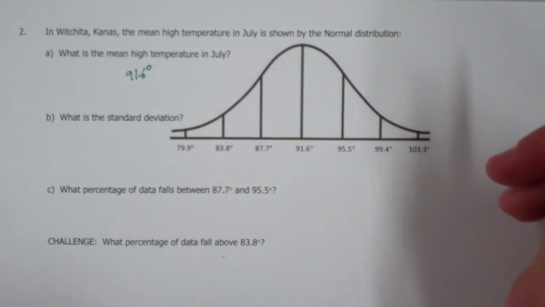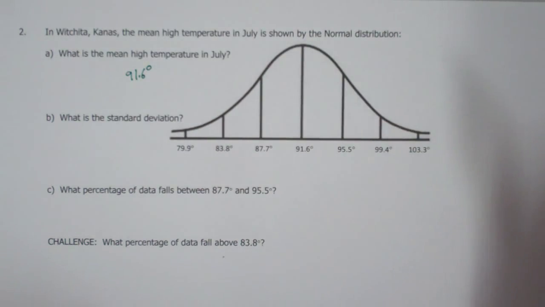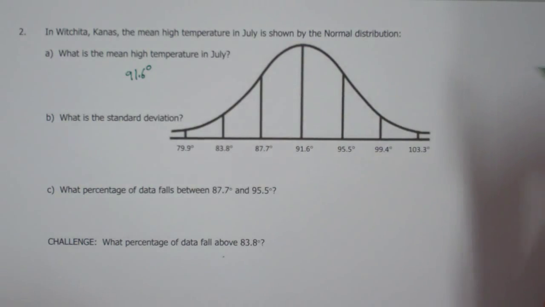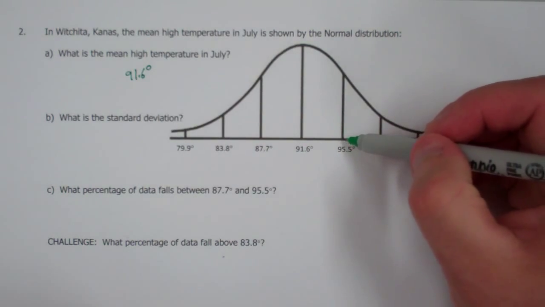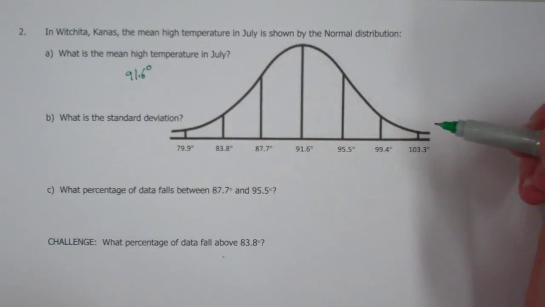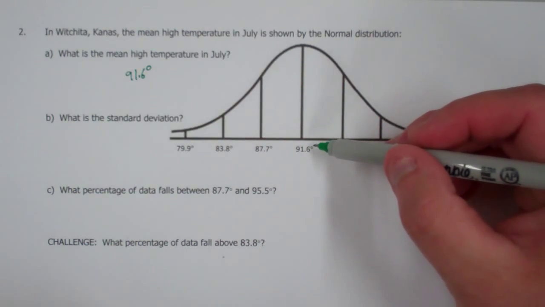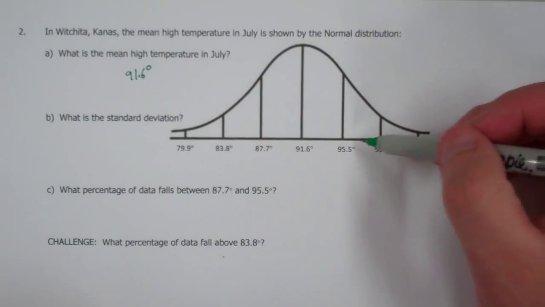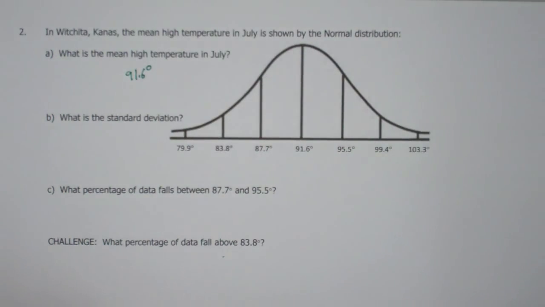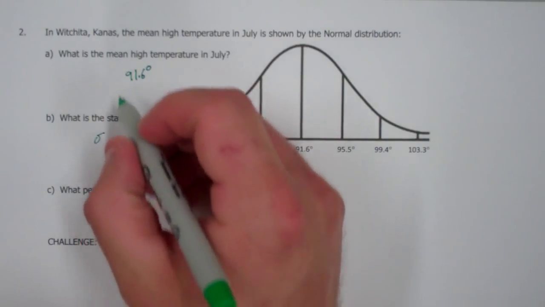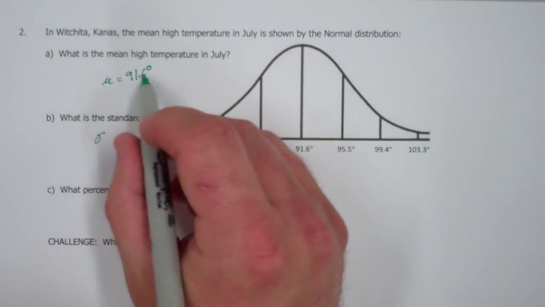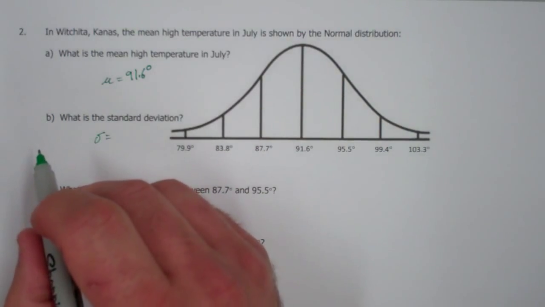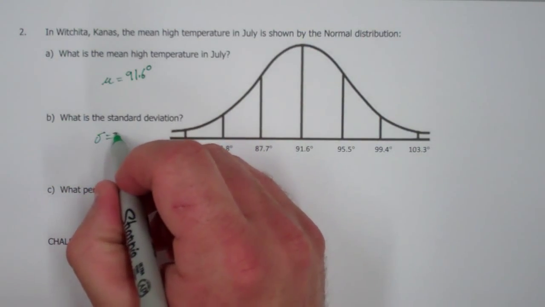Whew, kind of roasty. What is the standard deviation? Well, we can just look at the mean and then one standard deviation above or below. And we'll just figure out the difference between these two values. So I think it's going to be about 3.9 degrees to go from 91.6 to 95.5. So our standard deviation, I'll write the symbol here, is going to be 3.9.